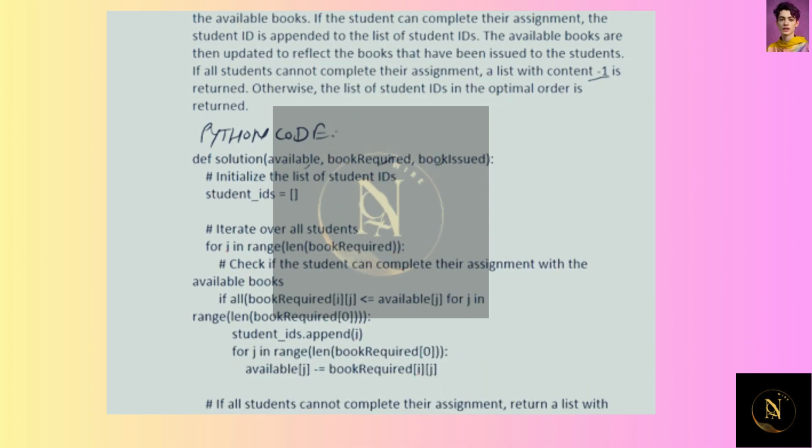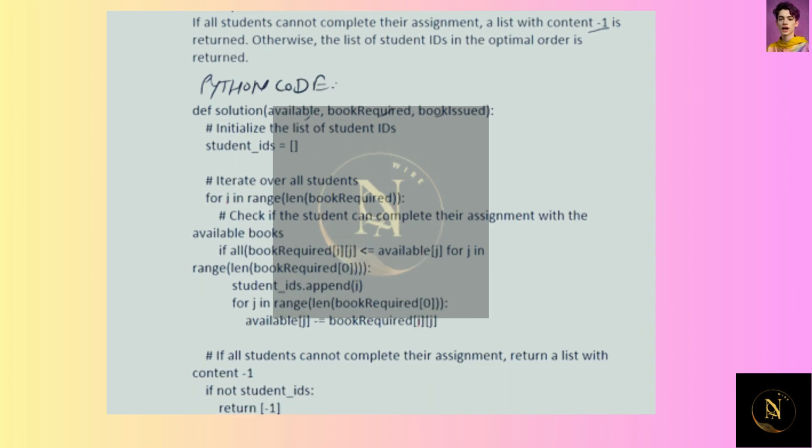Initialize the list of the student IDs, so it will be unique for every student. At the starting it's an empty list. Iterate over all the students. So for i in the range length of book required, check if the student can complete their assignment with the available books which are in the library. So if all book required[i][j] is less than or equal to available[j], for j in the range length of books required, then if this condition is satisfied, the student ID will be appended to the list.